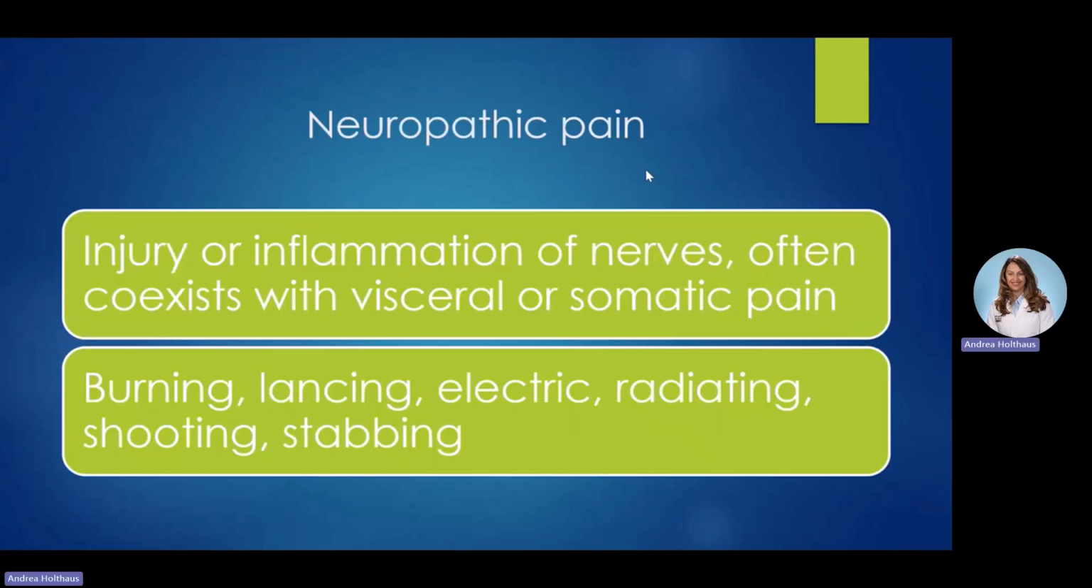And then neuropathic pain is where there's injury or inflammation of the nerves, often coexisting with either visceral or somatic pain. But patients may describe this type of pain as a burning pain or a lancing electric shock pain, radiating pain, or maybe even shooting or stabbing.